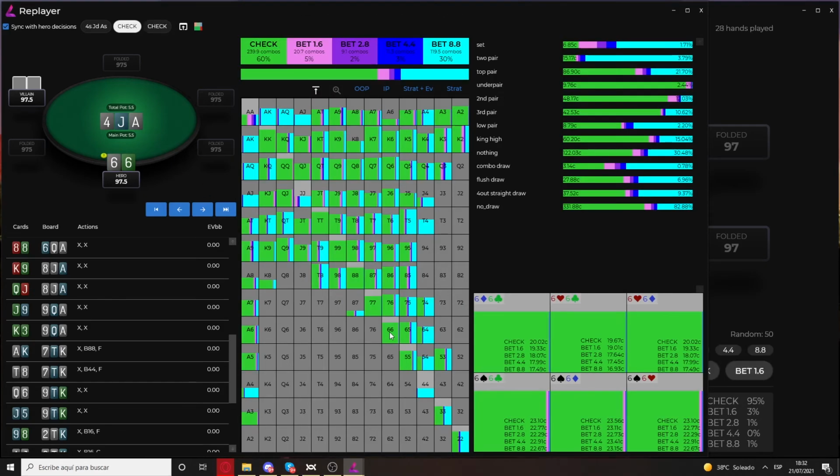Yeah, it's just not even 10%. So it does bet sometimes as opposed to without a spade. Without a spade it's just pure check. With a spade it's like 5% betting. So it's really about the blockers and unblockers.